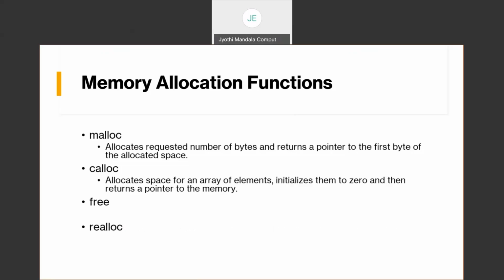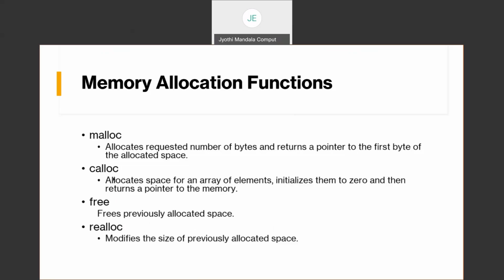And calloc is used to allocate multiple blocks of memory. And free will be freeing the space that has been allocated by malloc and calloc, and realloc is used to modify the space that has been previously allocated by using malloc and calloc.